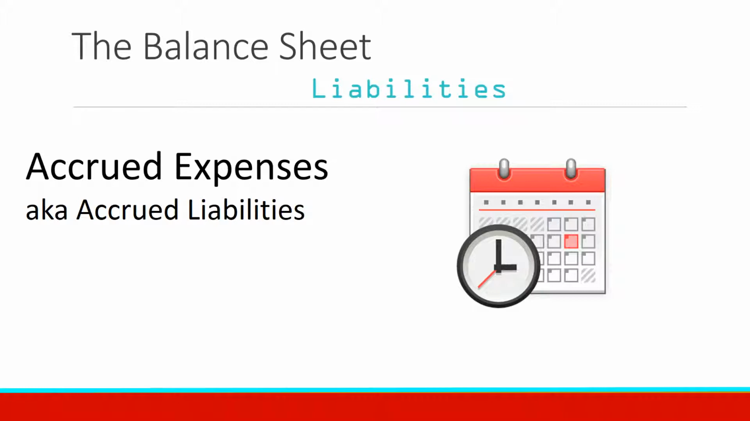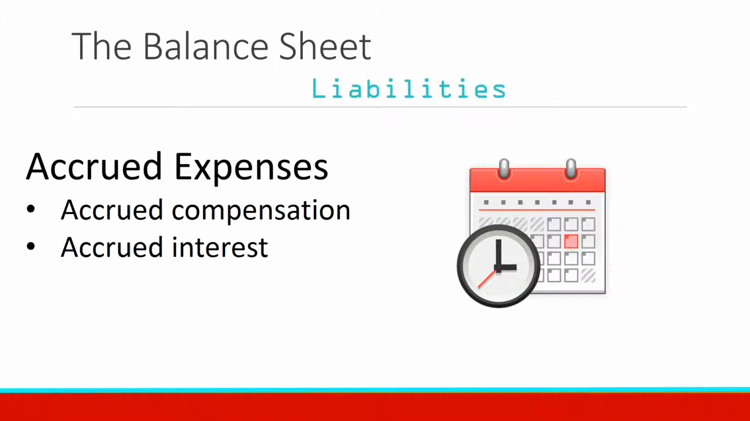A second kind of liability are accrued expenses, also known as accrued liabilities. These are costs that are incurred and owed, but will be paid in the future. Unlike accounts payable, these costs are not documented by a written invoice from a third party. The amount that is owed under an accrued expense is kept track of or computed based on a time card or some other internal measurement system. Two examples of accrued expenses are accrued compensation and accrued interest. Firms often group accrued expenses together with accounts payable on the balance sheet.